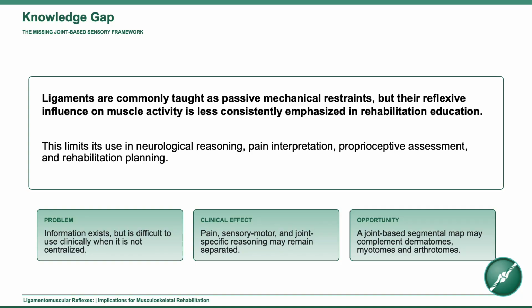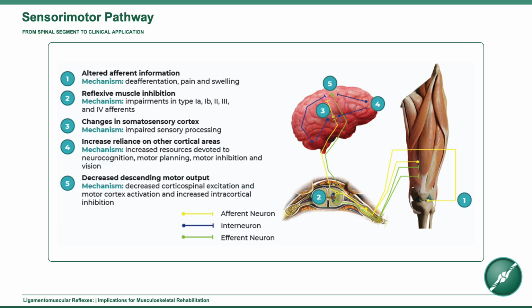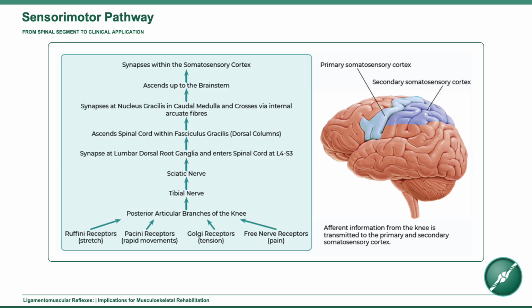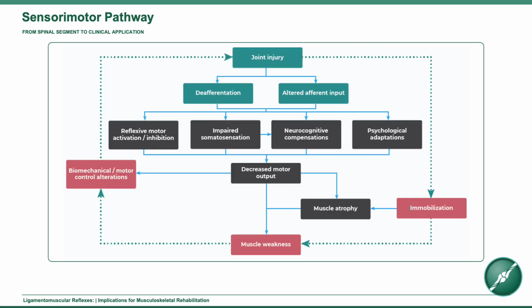What sensory information from a ligament or joint capsule changes what can happen to muscular control? A ligamentomuscular reflex is a pathway where joint sensory information influences muscle activity through spinal and brain processing. Muscle activity may increase, decrease, or change within the situation. Joint position, pain, swelling, and muscular activity can matter. These tissues contribute to proprioception, our sense of where a joint is and how it's moving, and stability during movement. After injury or surgery, altered sensory information may change muscular recruitment.